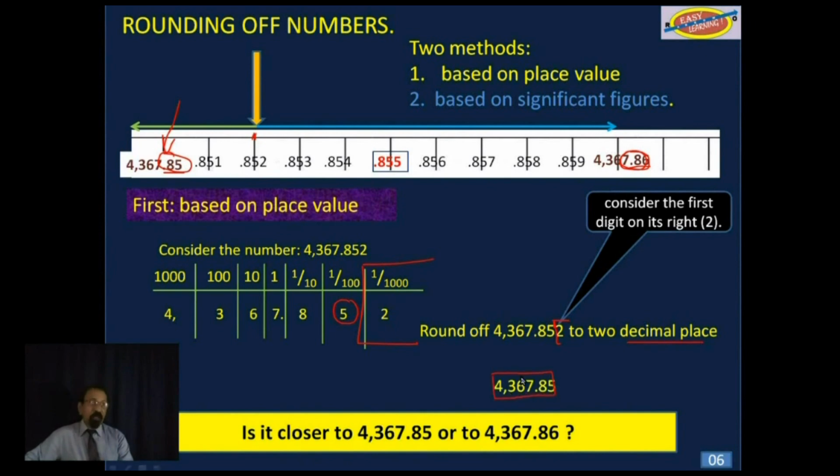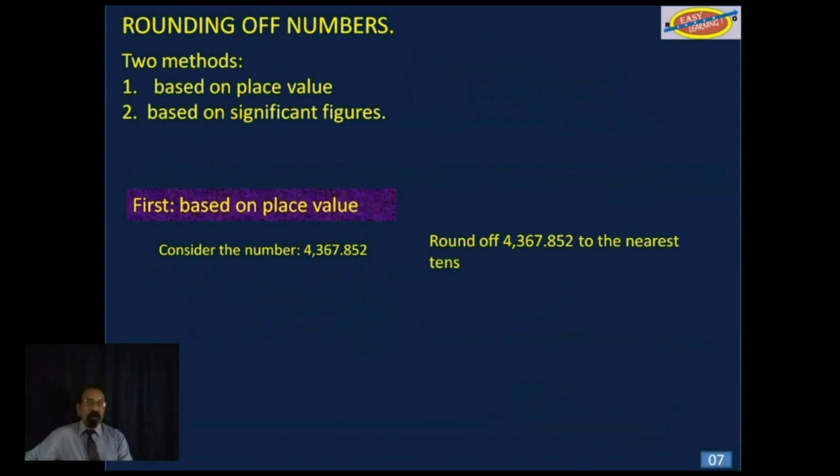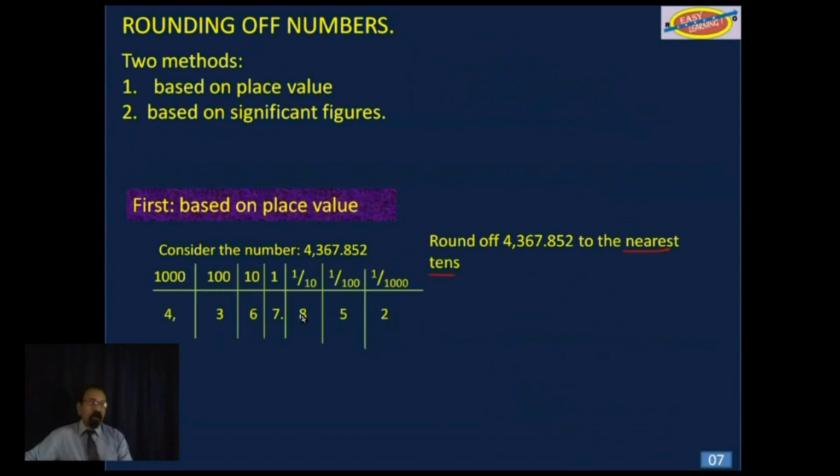4,367.85. So we are rounding off here for two decimal places. That is two digits on the right of the decimal. We round off at this 5. There's a 2 here. That 2 is less than half, so it's closer to 85. So our answer is 4,367.85. Now, if you have to round off to the nearest tens, in this case, we are rounding off here.